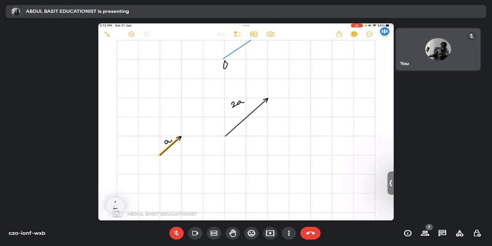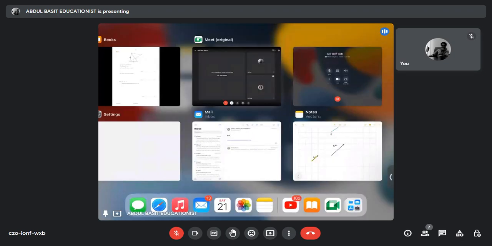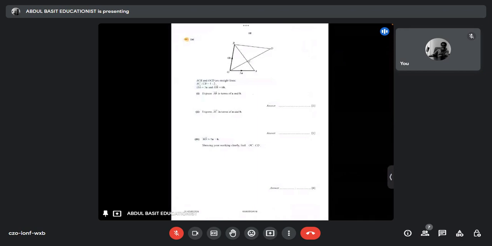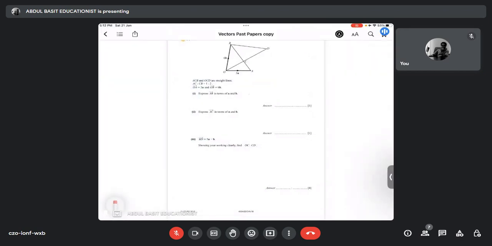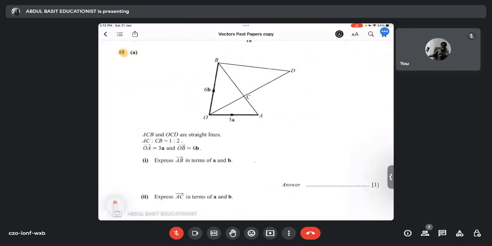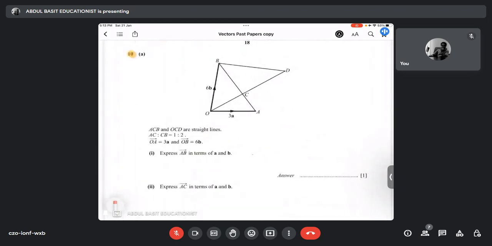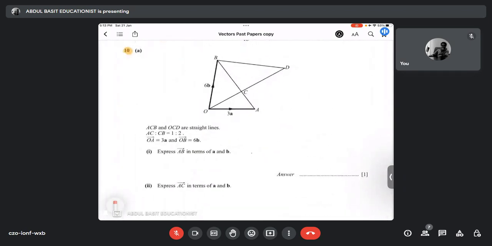So now, as I'm officially done with this vector topic, let's go towards the past paper questions. Let's check whether we can do it or not. Everybody, please pay attention. This question is from October/November 2016, paper 2. So, a vectors past paper question.